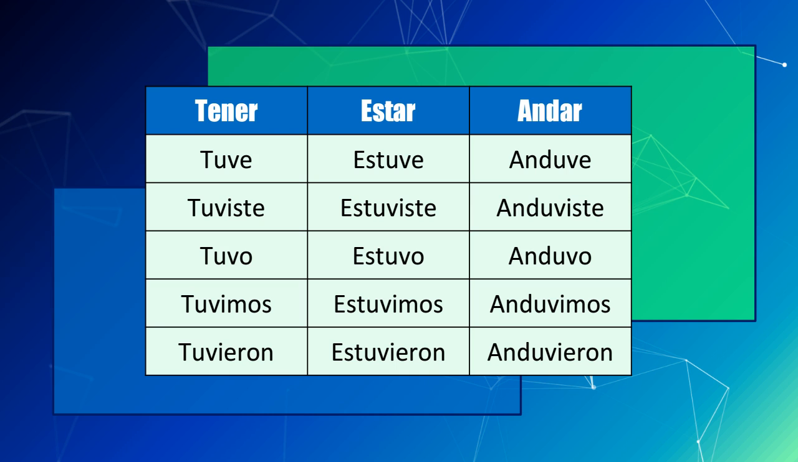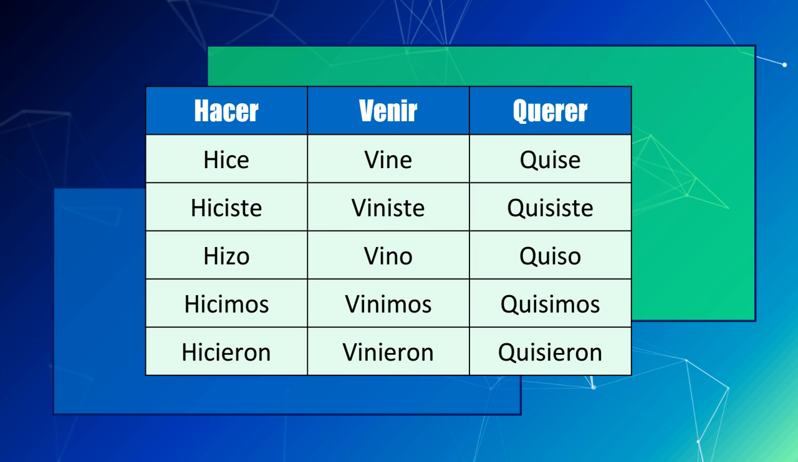And you can see starting at the U, so uve, uviste, uvo, uvimos, uvieron, they have the same endings. That's a really long ending. So memorize those 3 and practice them because you'll be using them in sentences, you'll be seeing them when we read, and all of that good stuff.